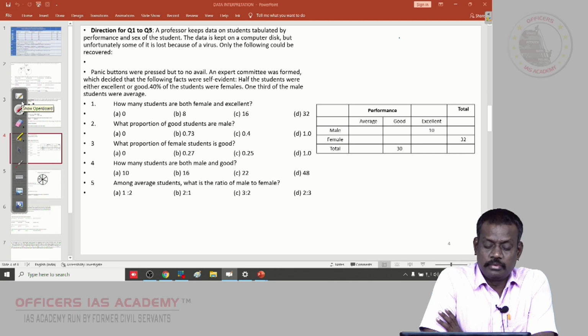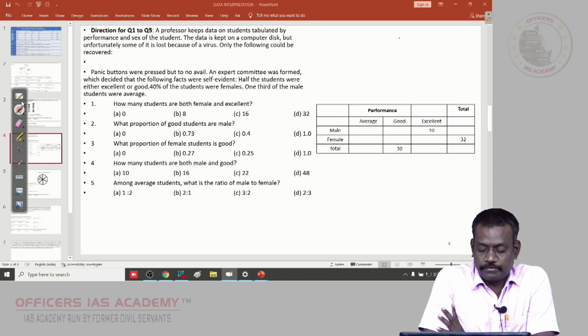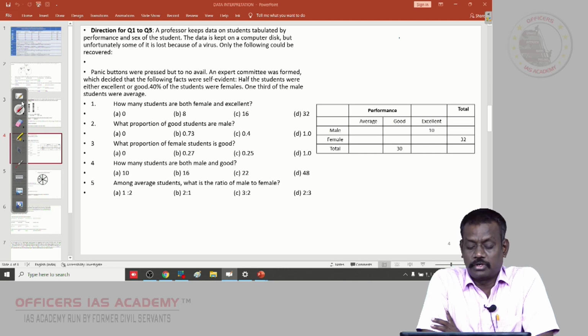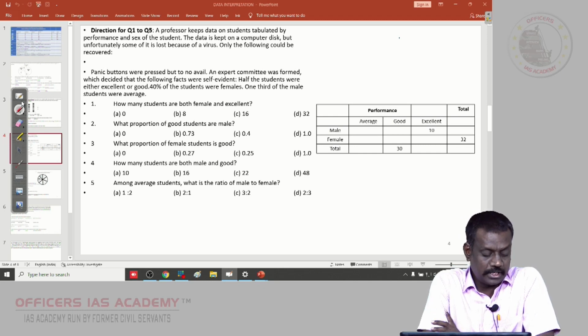So please solve this problem. This is also a kind of tabular format question. Okay, so all of you please solve this. This will be a little bit analytical. So please solve the problem, children.